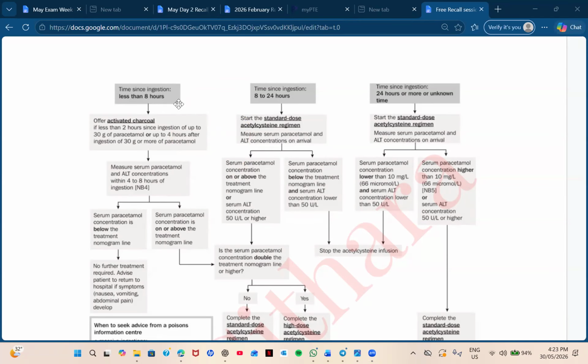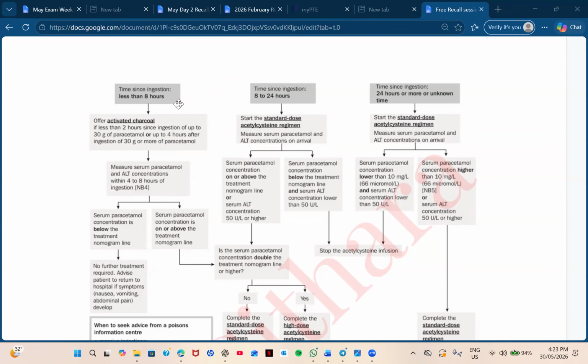What dose? Standard dose, because there's one indication where you have to increase the dose as well. That is why the standard dose part is very important. You need to understand which dose you should give. So start the standard dose of acetylcysteine.